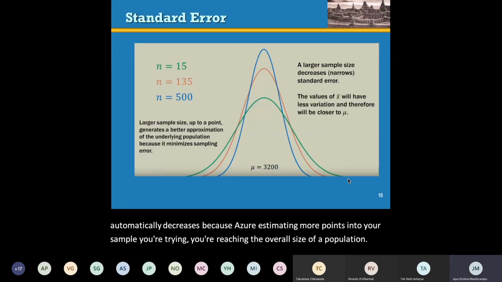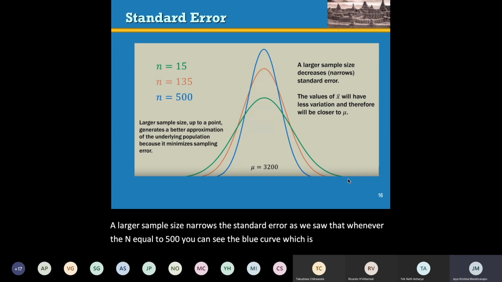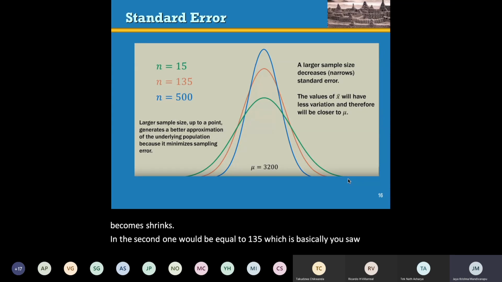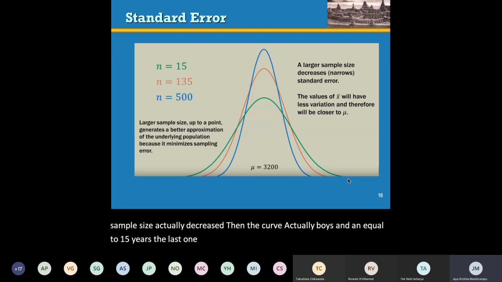Okay. So a larger sample size narrows the standard error, as we saw that whenever n equals 500, the blue curve is not wide, it shrinks. The second one would be n equals 135, where the sample size decreased, so the curve bulged, and n equals 15 is the last one. So this curve indicates that whenever the sample size is very high, the curve becomes very slim, or else it becomes wide.